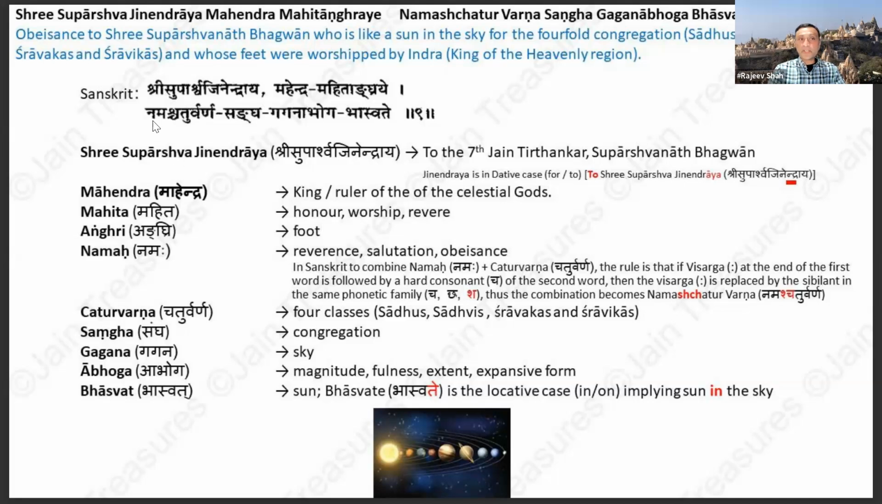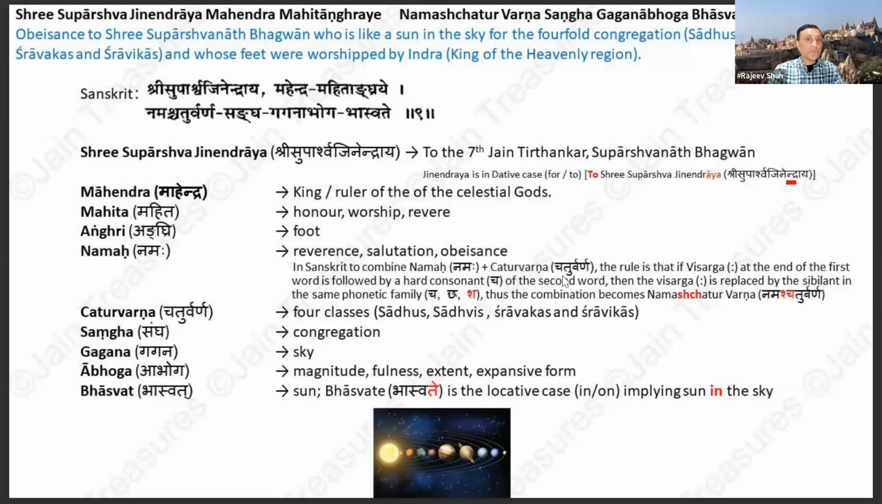Now, the next word in Sanskrit is Namaschaturvarna Sangha Gagana Bhoga Bhasvate. It's actually a combination of two words, Namaha and Chaturvarna. So those two words are combined together. The question is, why is there a sh sound, Namaschatur? Again, these are rules of Sanskrit. When you have Namaha, the two dots at the end signify visarg. It's the sound of ha which comes out, Namaha. So that's what the two dots signify.